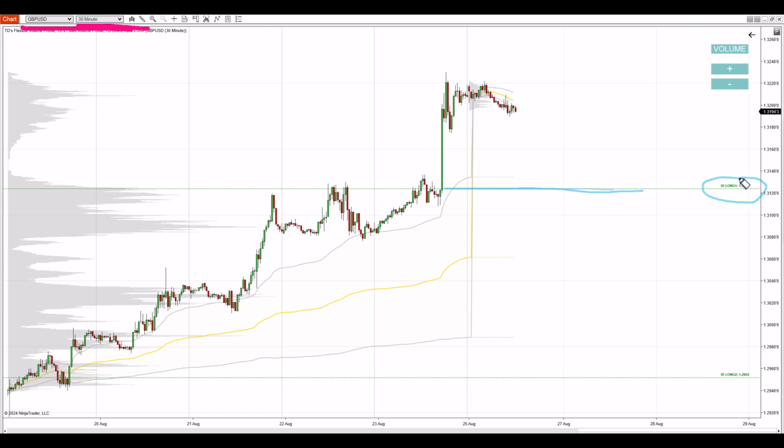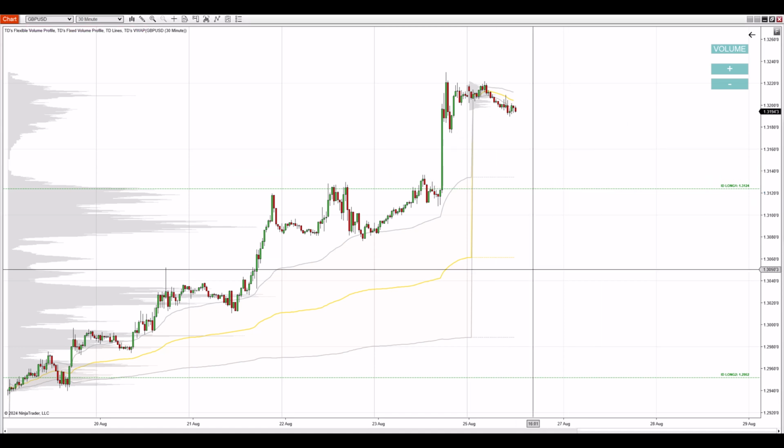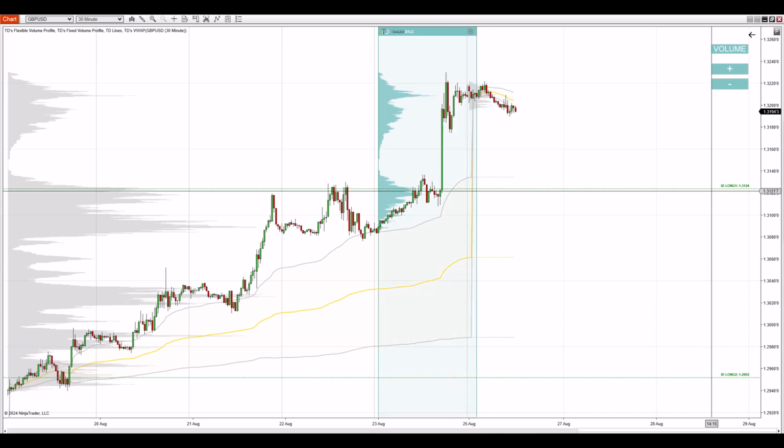It is at 1.3124 and it is based on a couple of things here. Let me show you how the volumes were distributed at the level. If I use my flexible volume profile over this recent area, then you can see that there were heavy volumes traded in this rotation, which took place before this strong and aggressive buying activity on Friday.